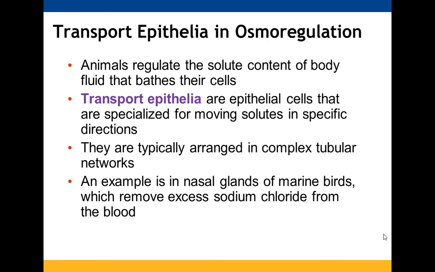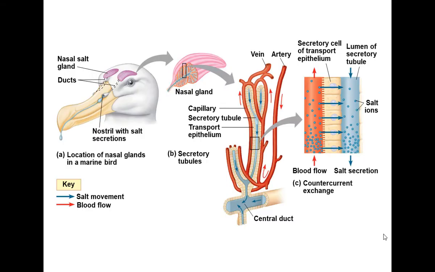Remember that you have your interstitial fluid or your hemolymph that bathes the cells, and you have to regulate the solute content present there so that your cells are taking up only what they need. Transport epithelia are cells specialized just for moving solutes in certain directions, kind of like we talked about with the arteries and the veins. They are arranged in pretty wild tubular networks, and one example is in marine birds and their nasal glands, which helps them get rid of excess sodium chloride.